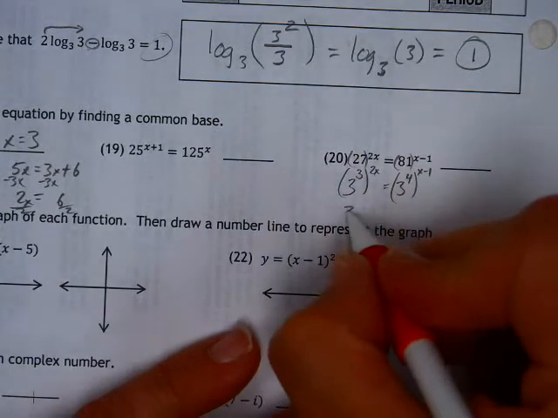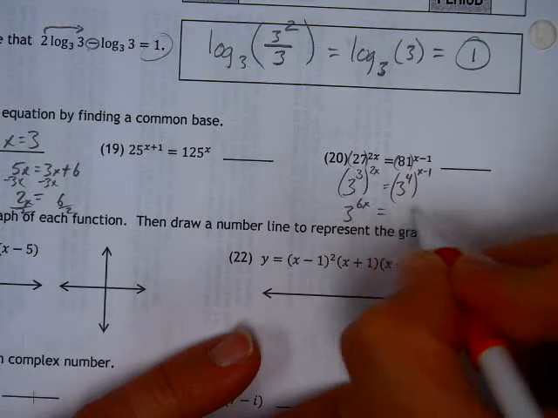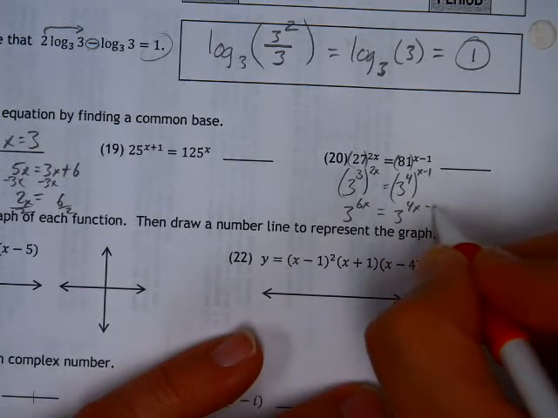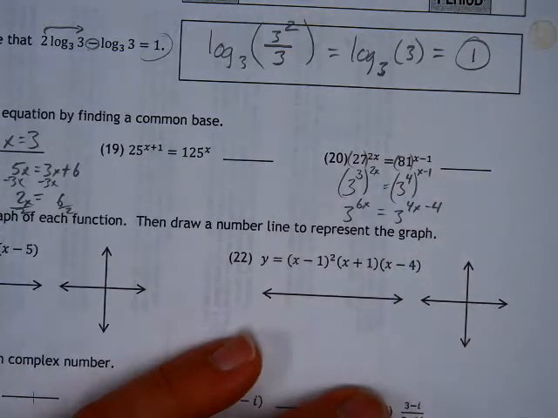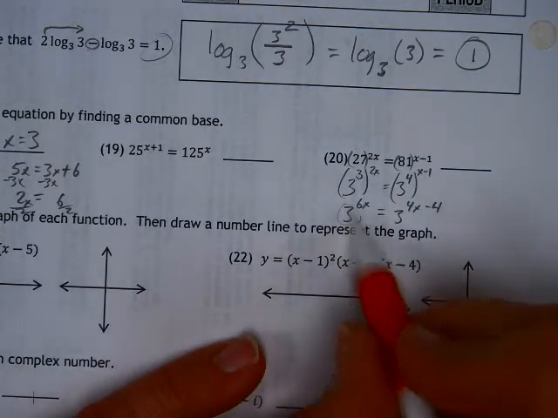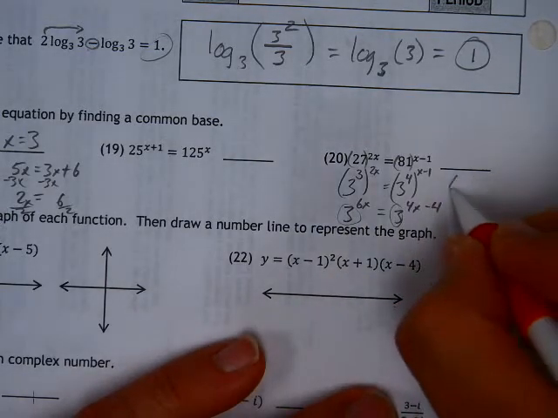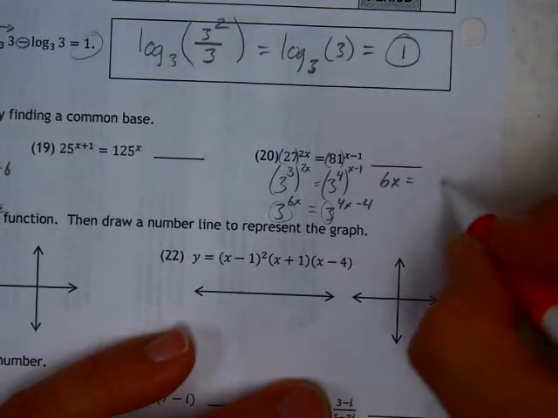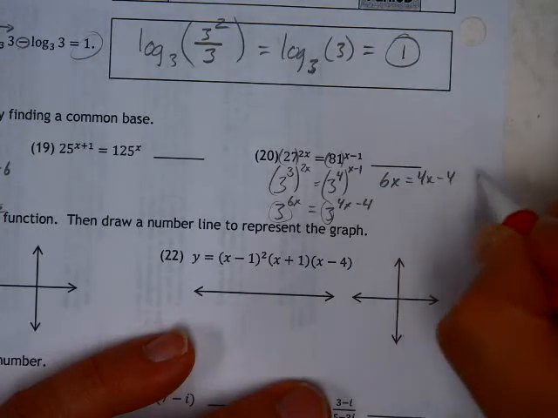Distribute the exponents, that's 3 to the 6x equals 3 to the 4x minus, be careful, I'll see people call that 4x minus 1, 4x minus 4. You have your common bases now. You could ignore those bases and set the exponents equal to each other. 6x equals 4x minus 4.